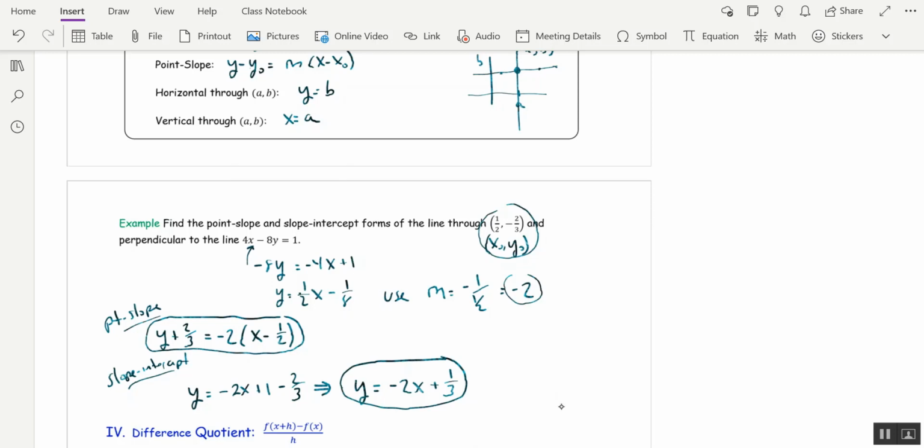Now these problems are going to be important because in calculus we'll be finding equations of tangent lines, and typically we'll have to go through point slope and then go to slope intercept. So knowing both of these equations is important.